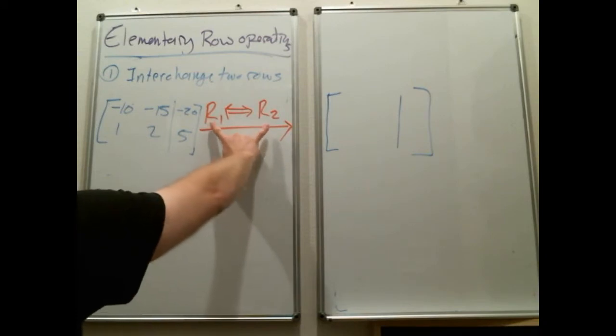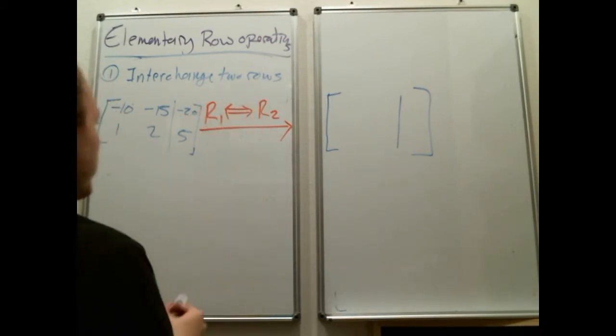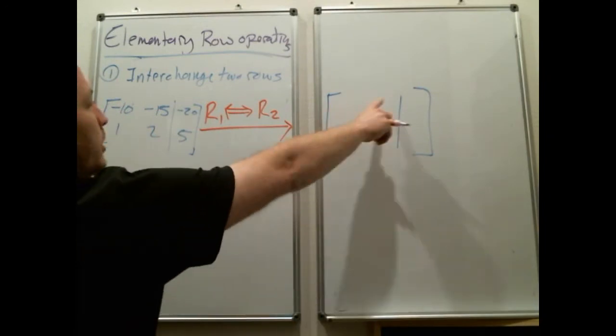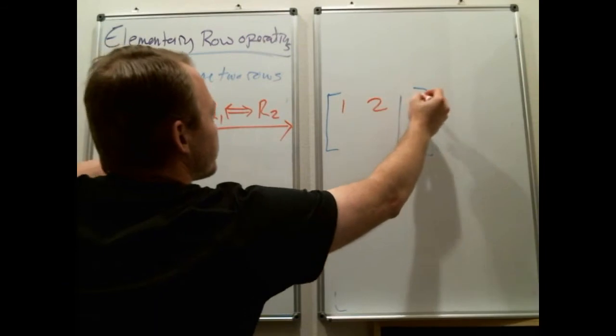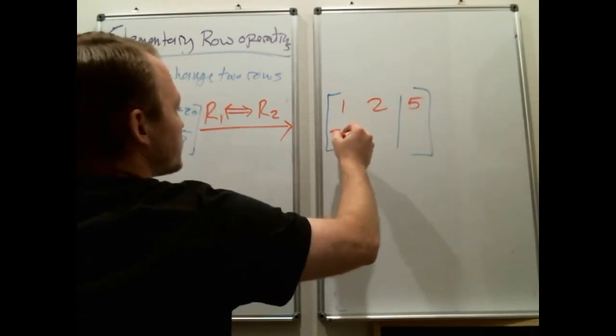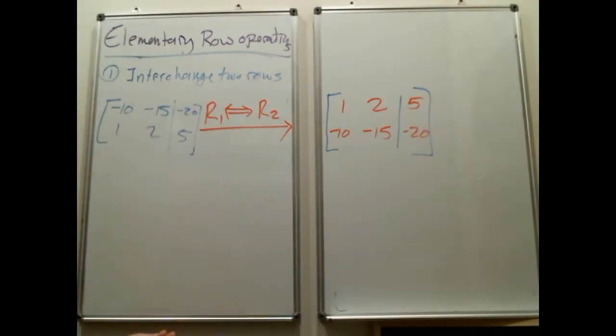So what this is telling you is interchange row 1 and row 2. Just flip them. So now my row 1 up here is my row 2 over here. You're just interchanging them, flipping position. And that is all you have to do for interchange row 1 with row 2.